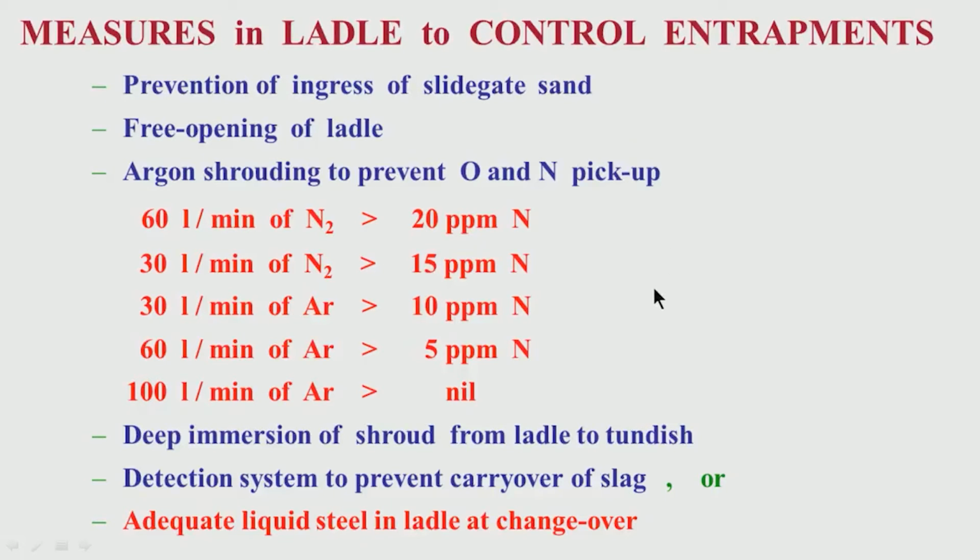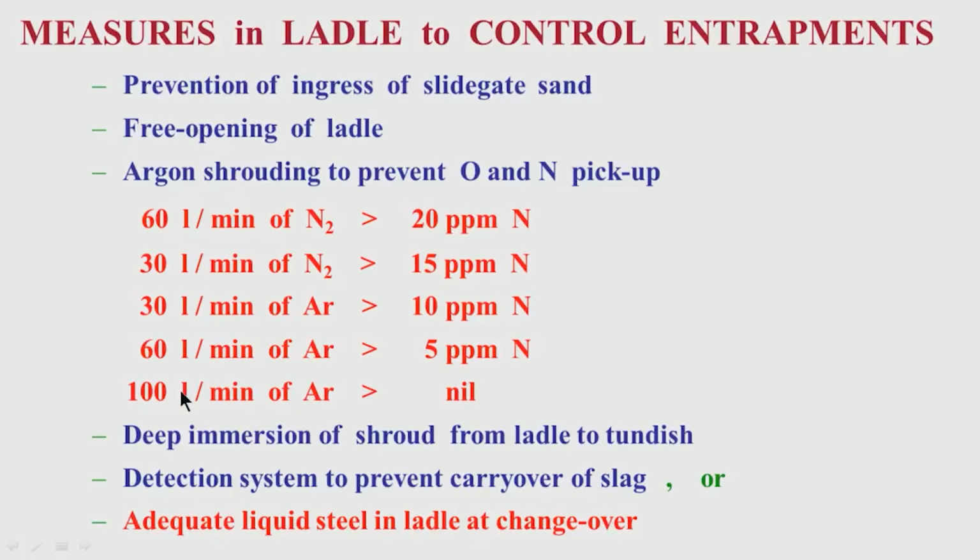We must remember that when we are pushing argon for shrouding purposes to prevent oxygen and nitrogen pickup, how much argon do we push? Because argon is expensive compared to nitrogen. If you push 30 liters per minute, it is not adequate; 10 ppm nitrogen pickup will still be there. If you put 60 liters per minute of argon, still 5 ppm. If you allow 100 liters per minute of argon to flow, there will be no pickup at all. So, we have to remember 100 liters per minute of argon is useful. We do not go beyond this level, because argon is after all expensive.